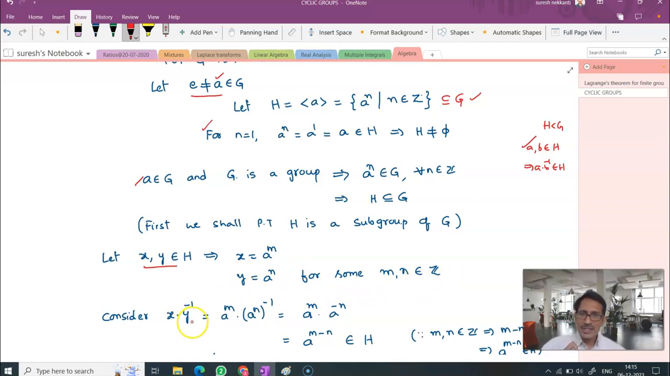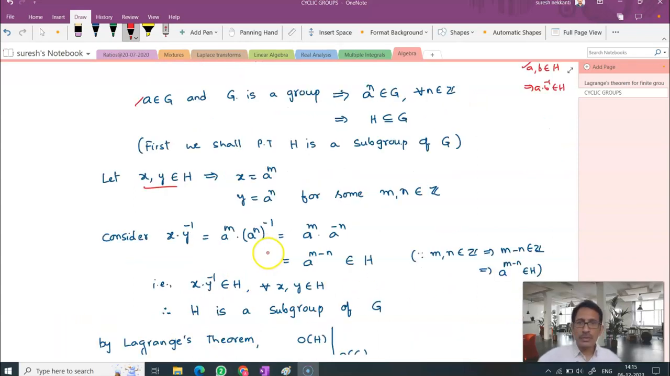Now what is X dot Y inverse? X dot Y inverse is A power m dot (A power n) whole inverse. So what is (A power n) whole inverse? Then A power m into (A power n) whole inverse can be written as A power m into A power minus n, and by using the law of integral exponents, A power m into A power minus n is A power m minus n. And what is m minus n? If m and n are integers, m minus n is also an integer, right?